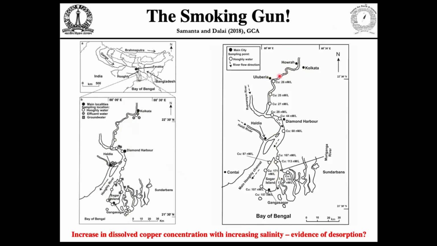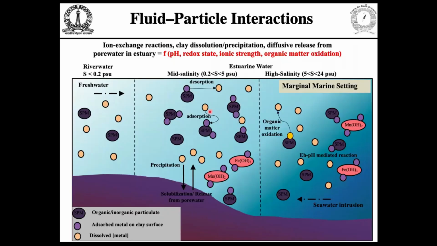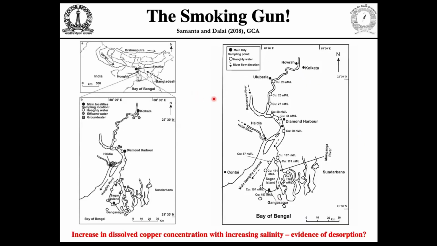So copper concentration around Calcutta in the river is around 26 nanomoles per liter. But once we start getting into the estuary, the copper concentration goes up to 107 nanomoles per liter, and it can go up to 178 and at some point 190 nanomoles per liter. So with increasing salinity, we are observing an increase in copper concentration in the river. However, that's not possible because seawater contains very little amount of copper. And we had talked about it. This is a classical example of certain elements getting desorbed from the sediment into the fluid phase as the salinity increases.